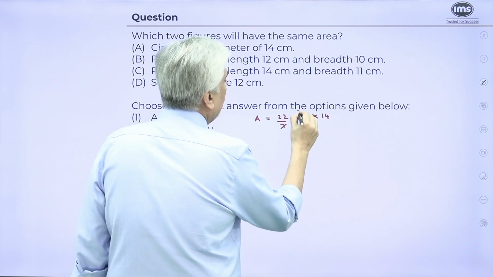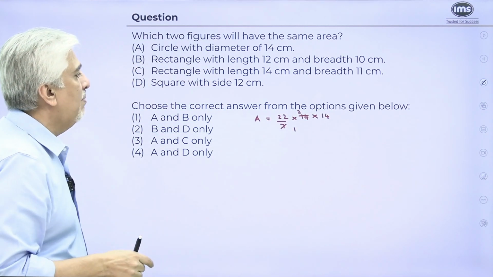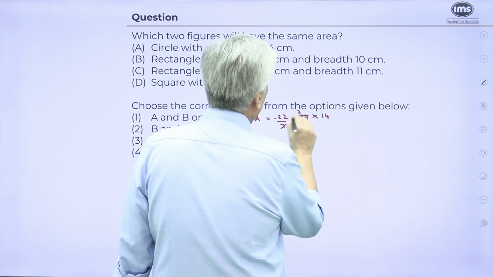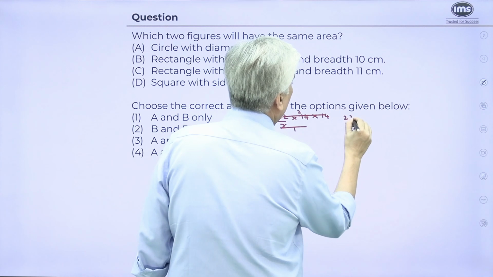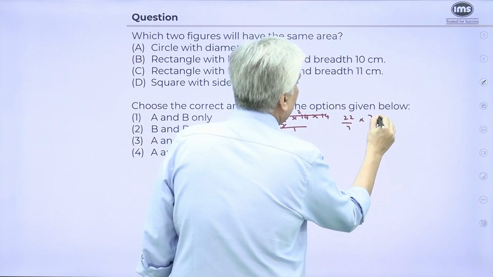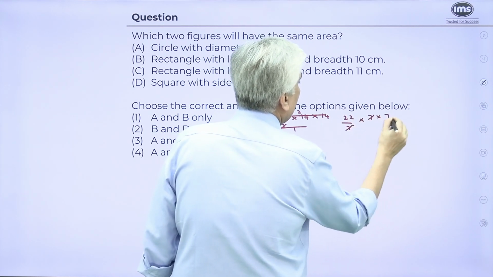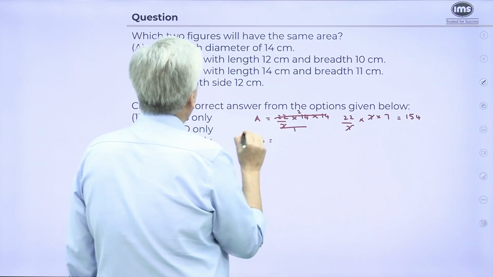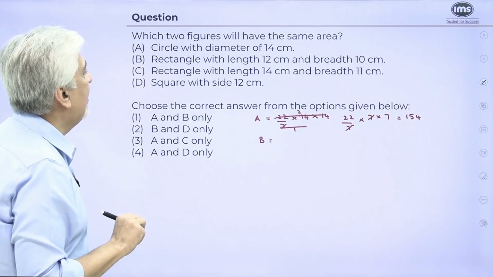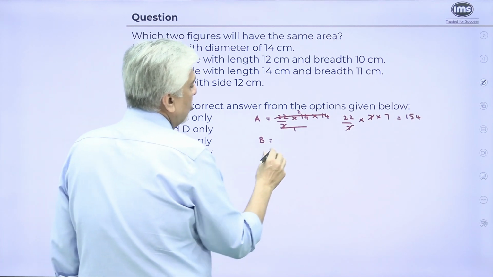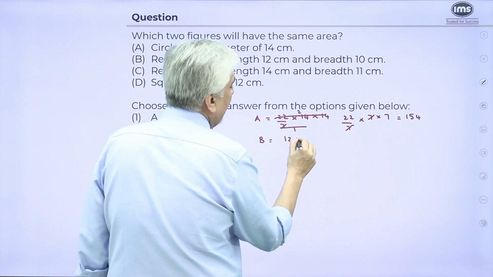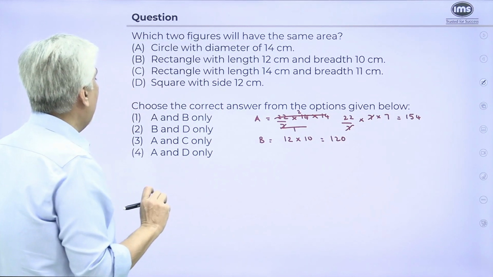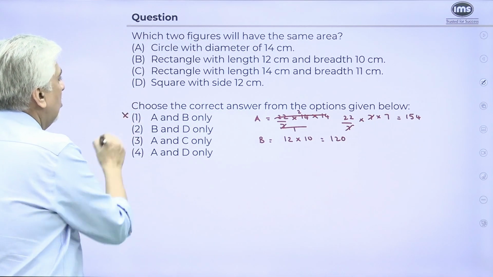No, the diameter was 14, so the radius should be 7. So 22 upon 7 into 7 into 7. 7 7 cut. The answer will be 154 for A. B is a rectangle with length 12 and breadth 10. So the area of a rectangle is length into breadth. 12 tens are 120. So A and B are not the same, so this option is out.